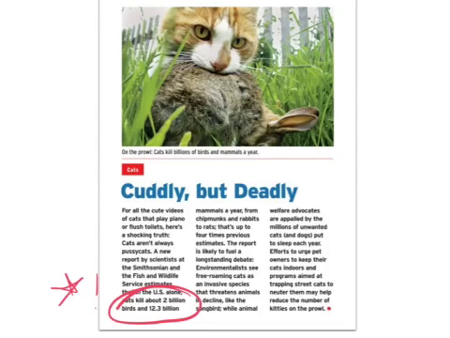Mammals a year. From chipmunks and rabbits to rats. That's up to 4 times previous estimates. So they think it's more than they used to think it was. The report is likely to fuel a long-standing debate. Environmentalists see free-roaming cats as an invasive species.